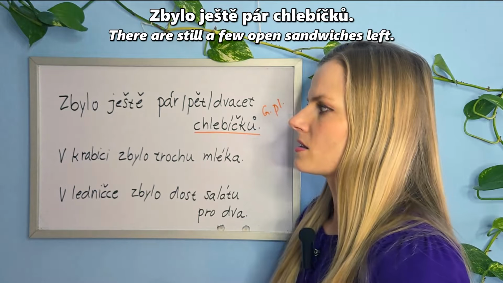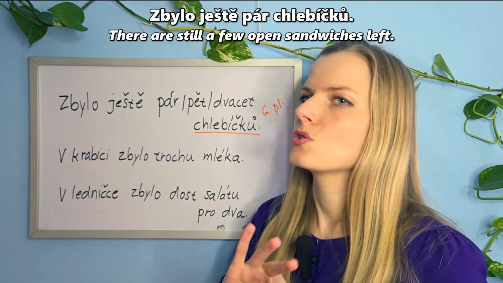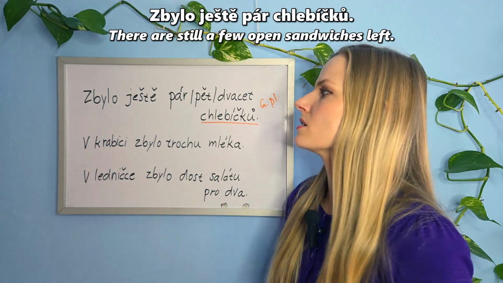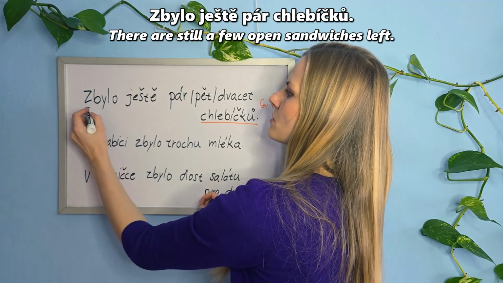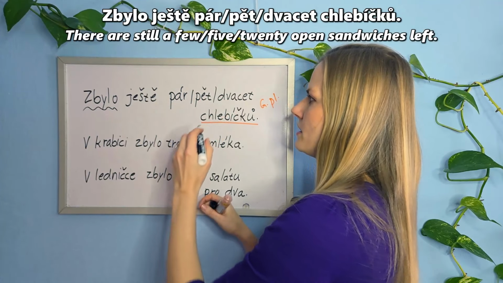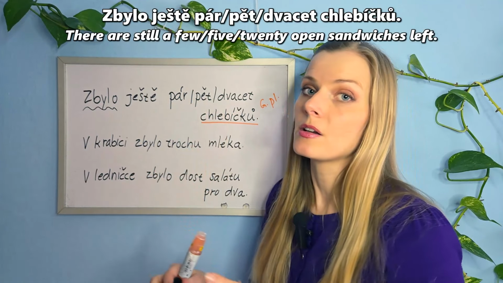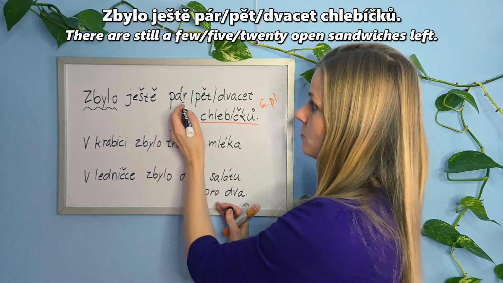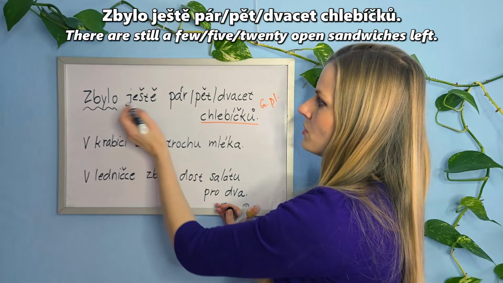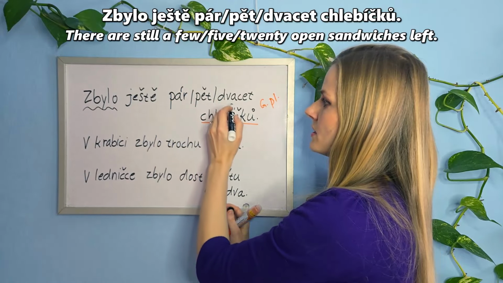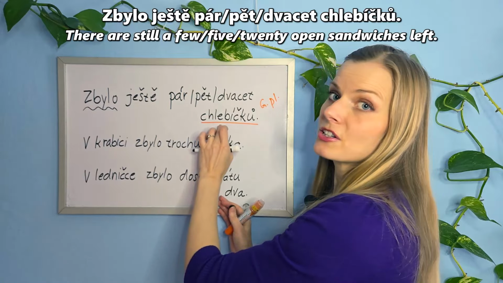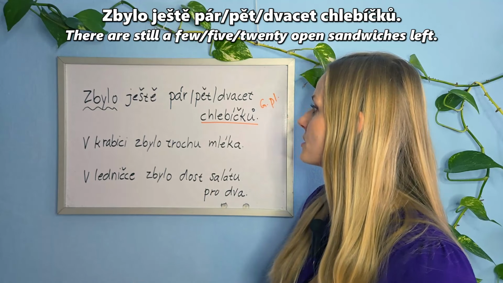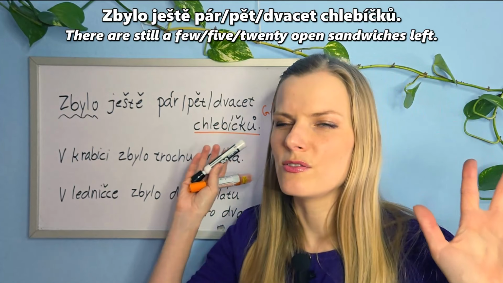A weird thing is that zbylo, although it's in the past tense, is usually translated in present in English. There is left, but it's past tense. Zbylo. Now you know it's neuter form because of this keyword pár, 5, 20. They don't have a specific gender, but we refer to them as it when they're in the subject form. Zbylo pár chlebíčků, zbylo 5 chlebíčků, zbylo 20 chlebíčků. There were 5 chlebíčků left, there were 20 chlebíčků left. Come on, eat some open sandwiches. Dejte si ještě chlebíčky, zbylo ještě 20 chlebíčků.